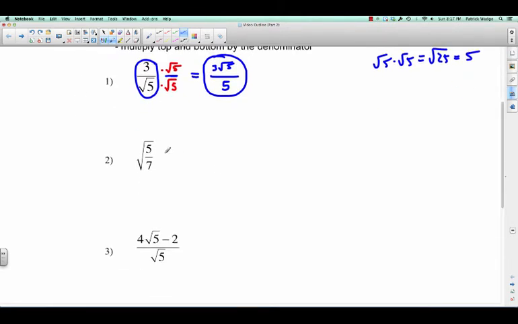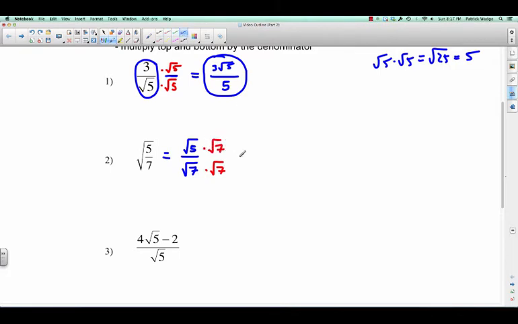Okay, next one, number 2 here, the square root of 5 over 7. So the whole fraction's in a radical sign this time. But remember, if the whole fraction's in a radical sign, you can separate it. You can make it like this. And that's great. Once we've done that, we want to rationalize the denominator. So we look at the denominator, it's a monomial. We just multiply the denominator by root 7, and whatever we do to the bottom, we do to the top.